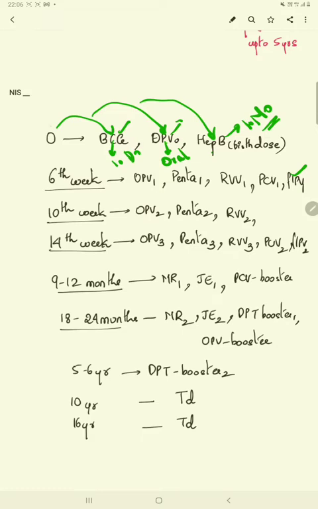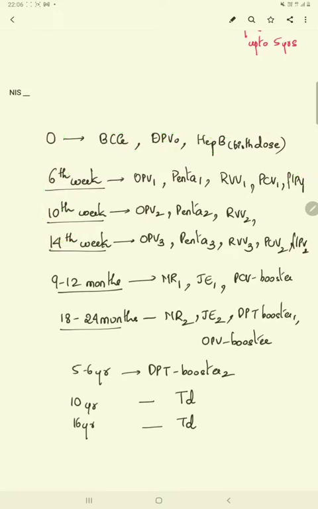So we have studied how it is given. Now we are studying the timeline, that is when it is given, what are the vaccines that are given, and again repeating the routes of administration, right? So those 3 things: how, what, and when, we are repeating. Then coming on to the 6th week, 10th week, and 14th week, what are the vaccines that are given during this timeline?